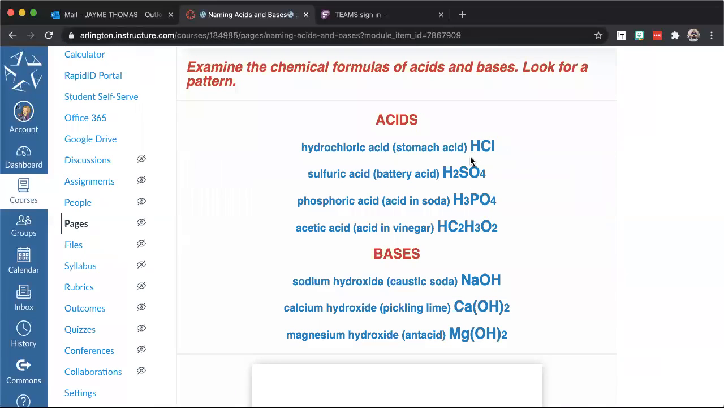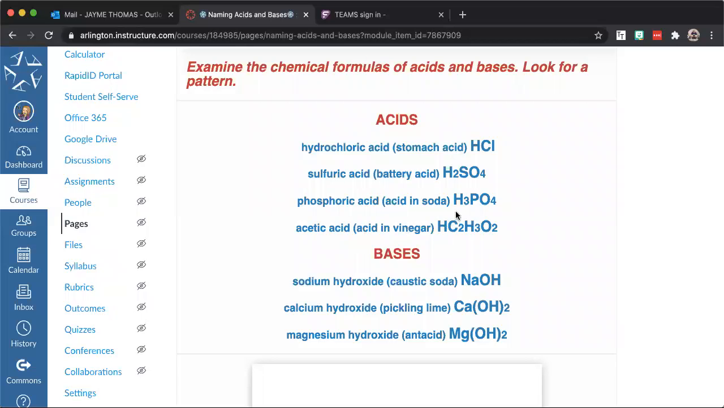There are four acids here and three bases. On the acids, you have hydrochloric acid, which is what's in your stomach that helps you digest food. You have sulfuric acid, which is found in batteries, like car batteries. You have phosphoric acid, which is one of the acids in soda. There's a second acid in soda, carbonic acid, and that's what gives it the carbonation with the bubbles. And then acetic acid, which is what's in vinegar, okay?